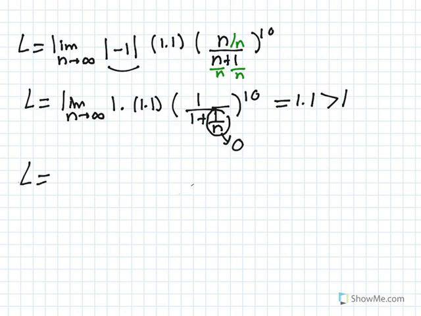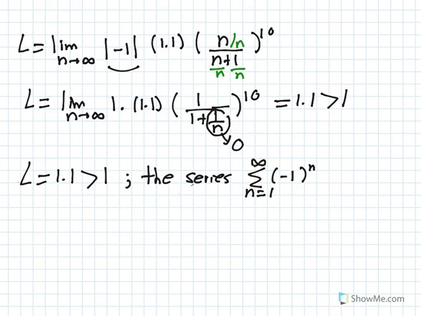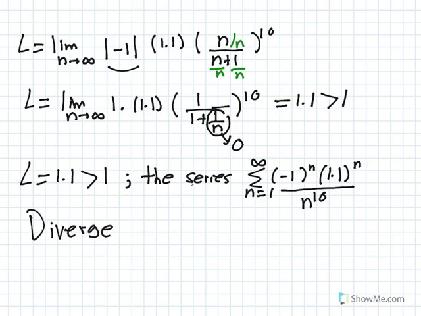Since L is equal to 1.1, greater than 1, the series summation n equals 1 to infinity, negative 1 to the power of n times 1.1 to the power of n divided by n to the power of 10 diverges by the ratio test.